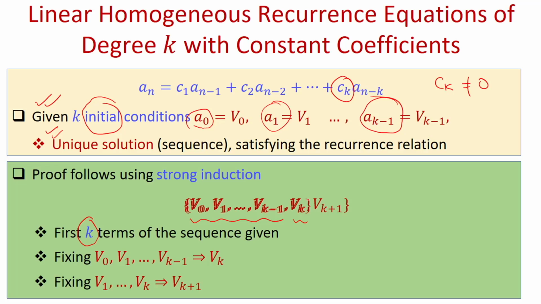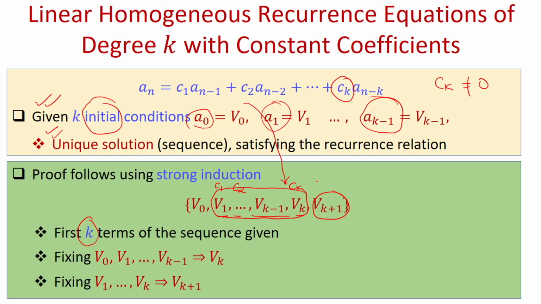In the same way, once I have frozen or decided what v1, v2, up to vk minus 1 and vk are, that means these are now the k terms which I am considering, then as per the recurrence condition, by applying the linear homogeneous function here, that automatically freezes my next term, which is v of k plus 1. And now this process keeps on going. You take the next k terms, apply the linear homogeneous function, and that will give you the unique value of v of k plus 2 and so on.